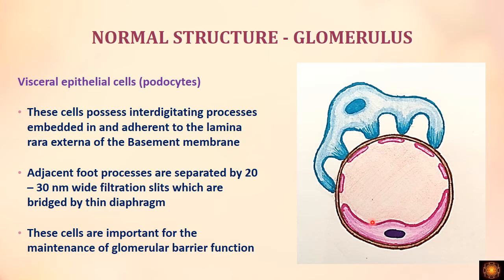And about the visceral epithelial cell, this is a visceral epithelial cell. If you see, it has foot processes. Hence this cell is also called a podocyte, because it has foot processes. And these foot processes are attached to the lamina rara externa of the basement membrane. It appears as if they are embedded or attached to the lamina rara externa of the basement membrane. The space between two foot processes is about 20 to 30 nm wide. These are also the filtration slits, which are useful for filtration. They also have a very thin diaphragm in between them.